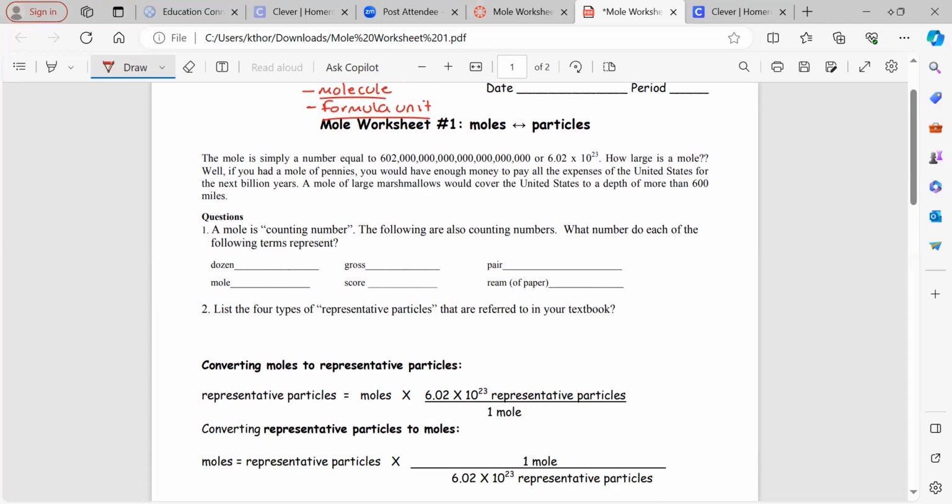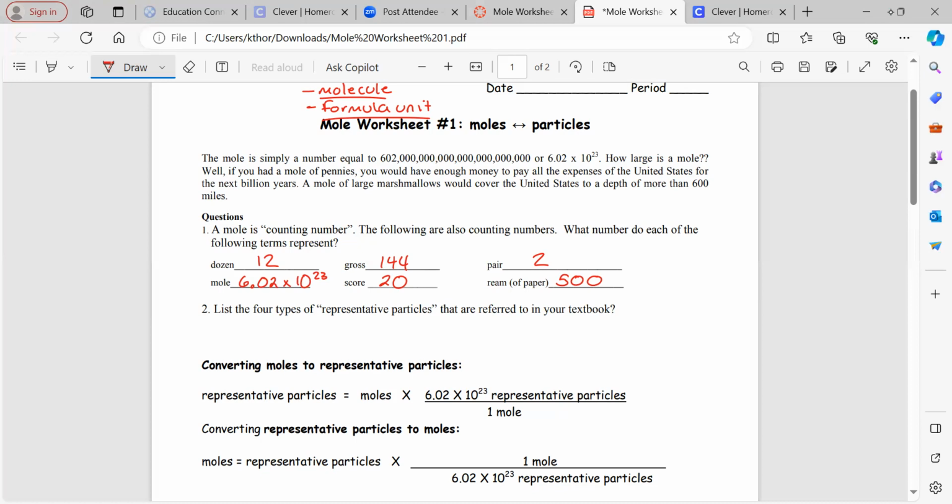So you got a pretty simple one of just converting. This whole problem here, number one, is about conversion. So 1 dozen is equal to 12. A gross is equal to 144. That's 12 by 12. A pair is 2. A ream of paper, we talked about in class, that's 500. A score, I never talked about, but it is 20. But then the important one that they're discussing here is a mole, 6.02 times 10 to the 23rd. And it could be atoms, it could be ions, it could be molecules, it could be formula units.